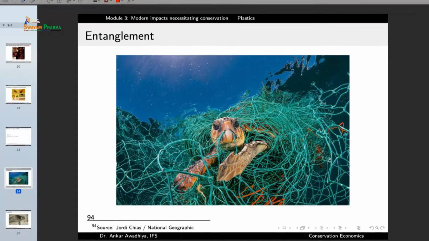And when this turtle is caught, this turtle is unable to move, this turtle is unable to feed, and then slowly and steadily it will die out of starvation.